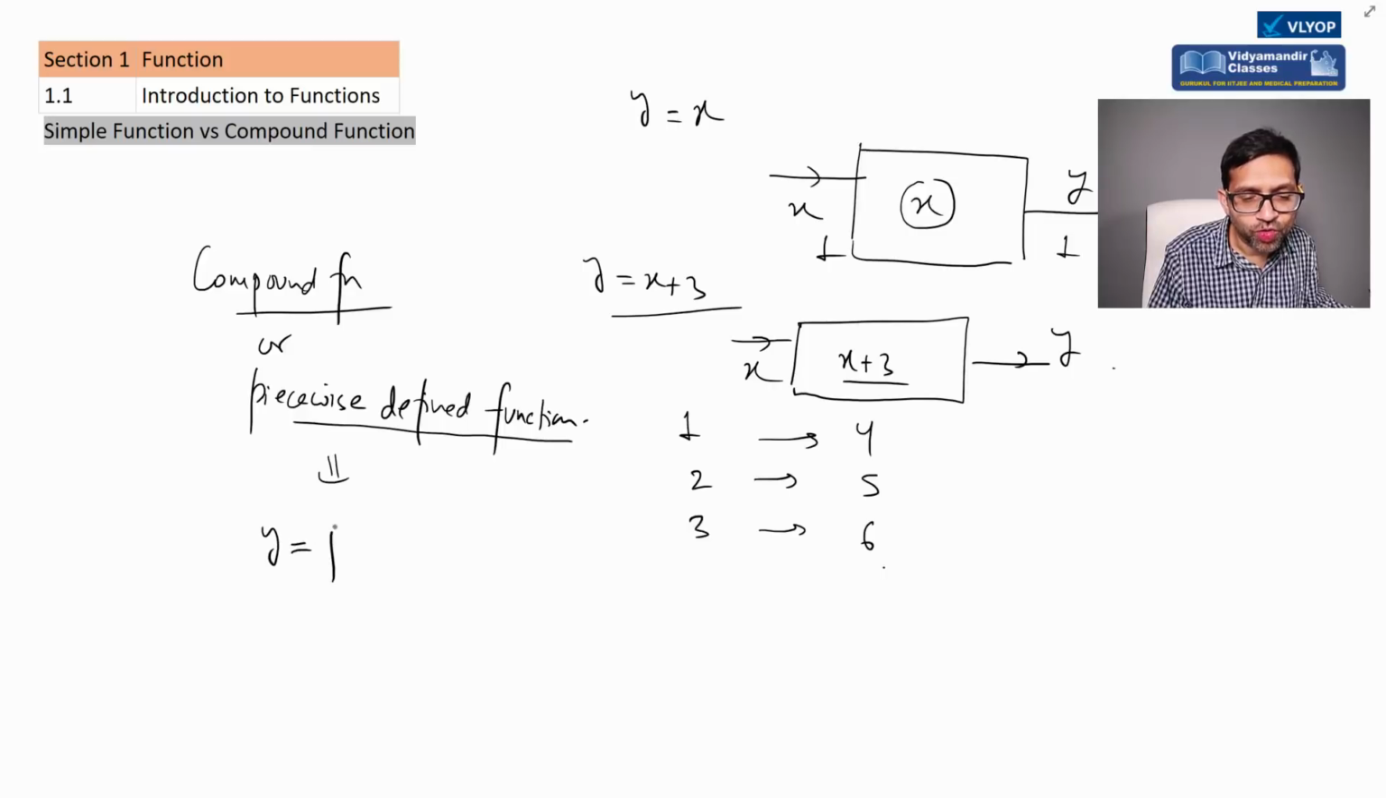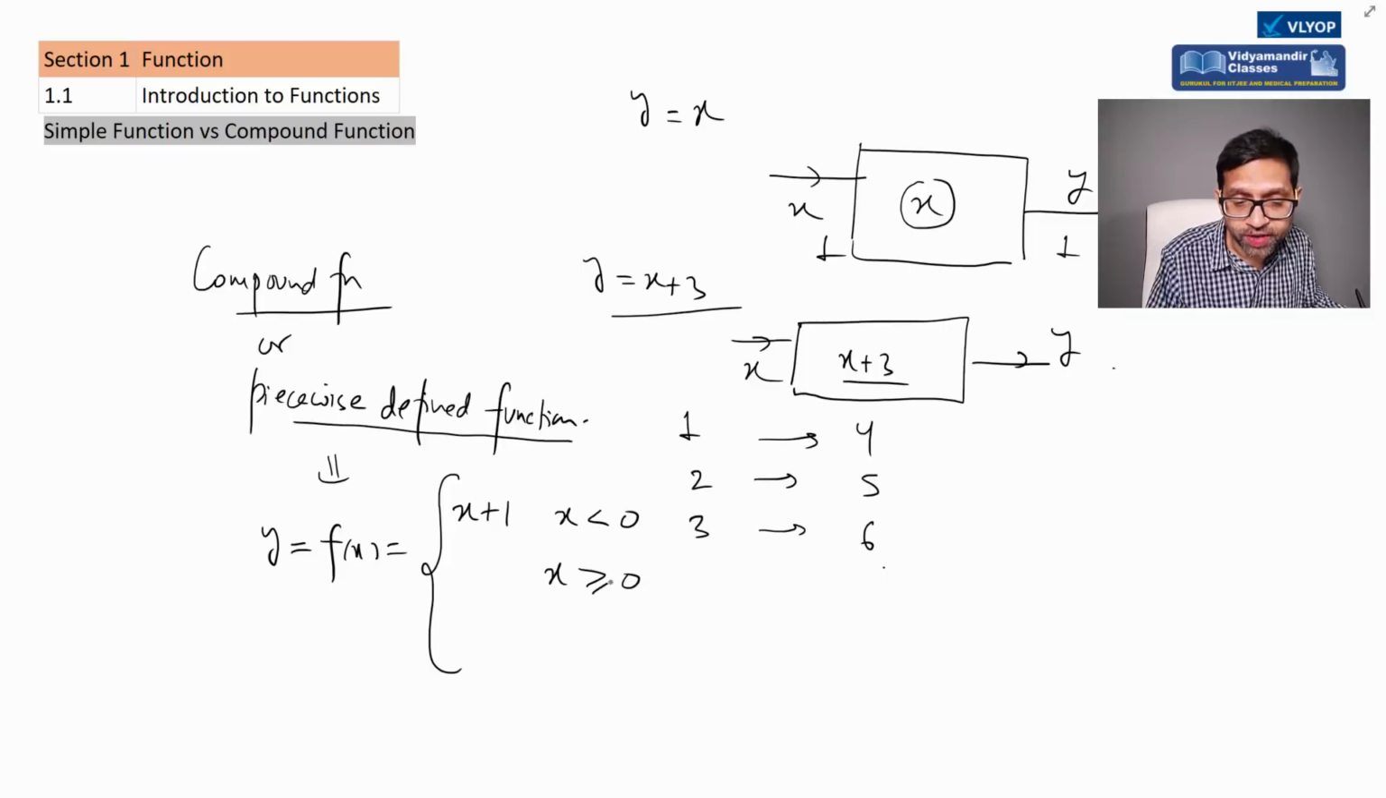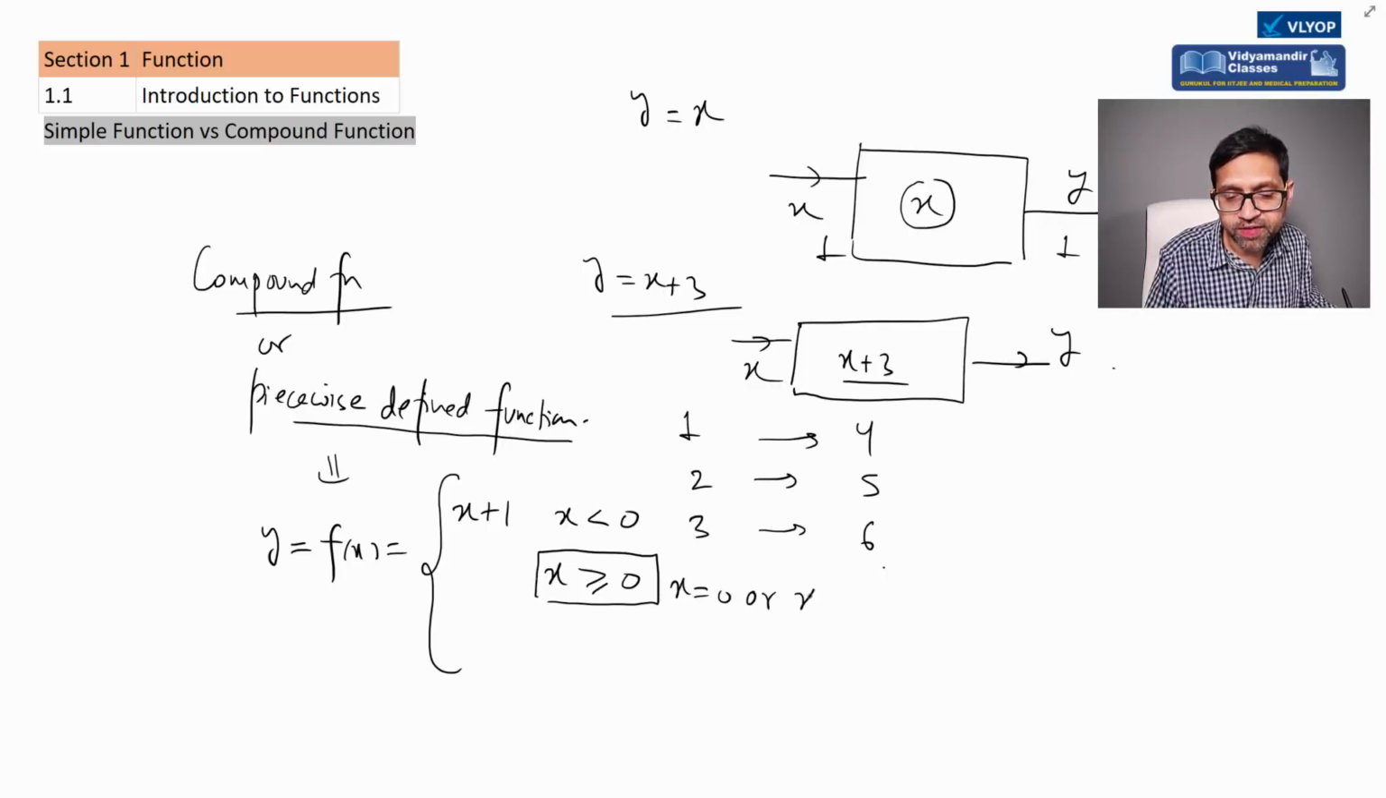If I say f(x) equals, and this is how we use this curly bracket: when x is a negative number, x is less than 0, then the output is x plus 1, you add 1 to it. But when x is either 0 or greater than 0, which we represent together as x greater than or equal to 0, you add 2 to it.